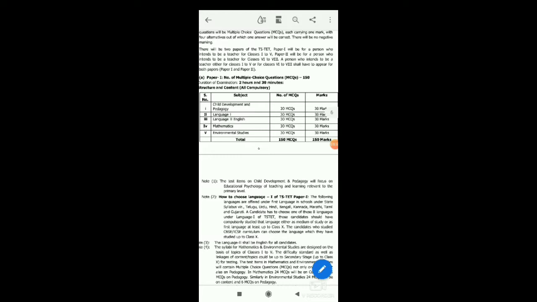These 5 parts include 30 questions each, that means 150 questions for 150 marks. And the most important thing is that there is no negative marking in your TET paper. There is no negative marking in your TET paper. Okay, so let us proceed towards your paper 2 syllabus. What is your paper 2 syllabus? That is child development and pedagogy, language 1 and language 2. So these 3 subjects are same for paper 1 and paper 2.